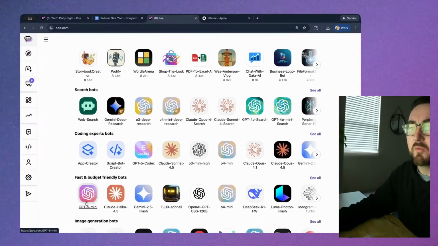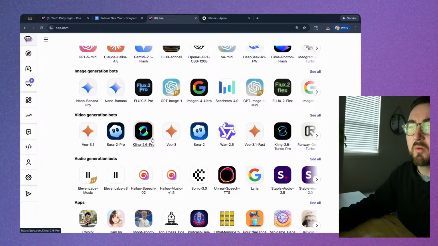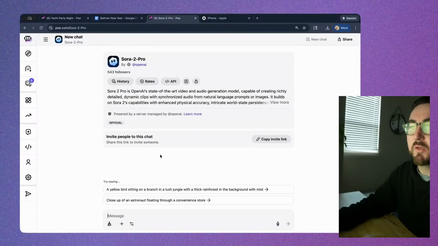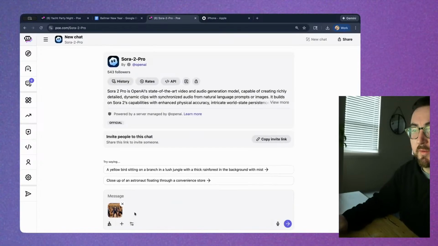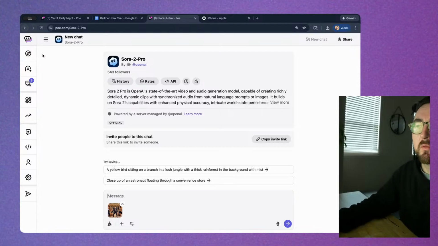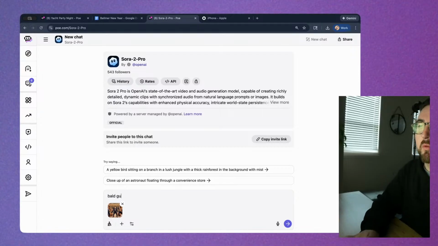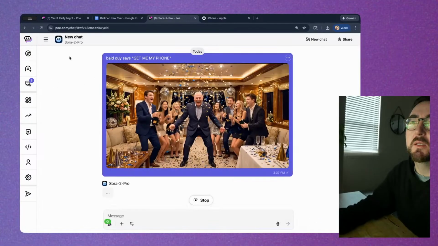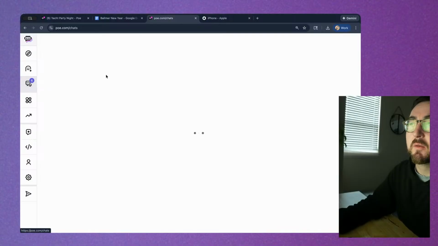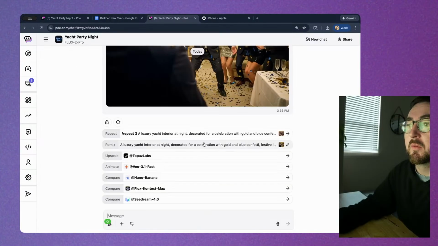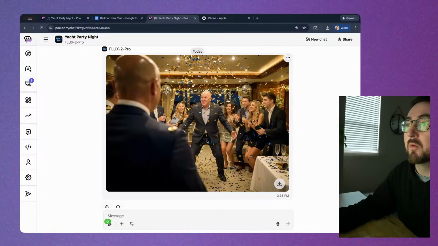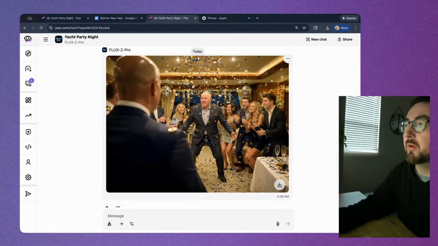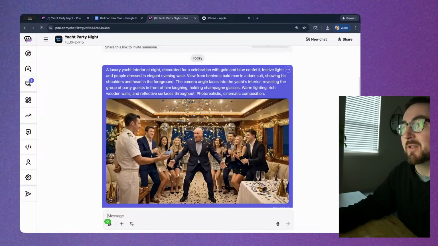Let's go to Sora 2 Pro. Bald guy says, "Get me my phone." Okay, well it does that. Let's... nope. Okay, so we might not be able to get this shot.